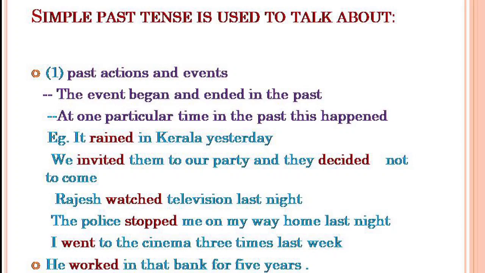Simple past tense is used when the time is asked about. For example, when did you meet him? We are asking about the time. Simple past tense is used when the action clearly took place at a definite time even though the time is not mentioned.